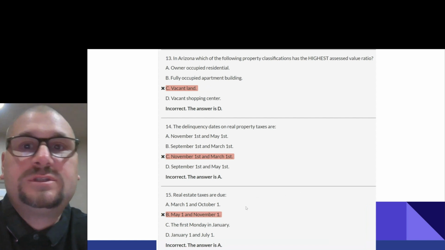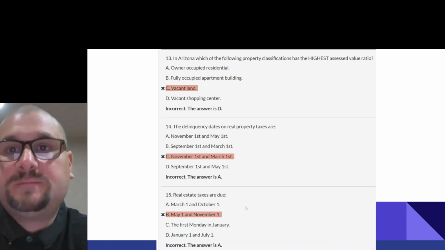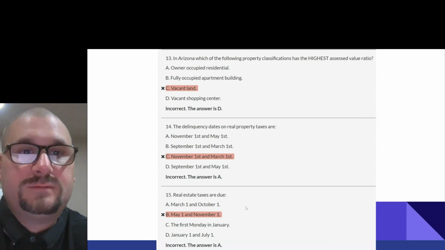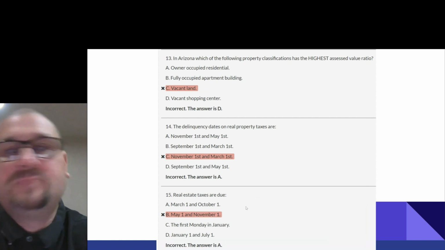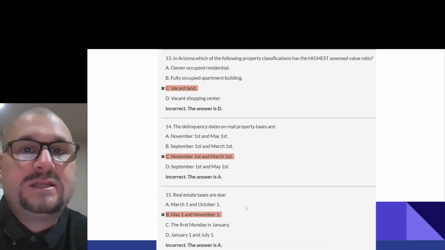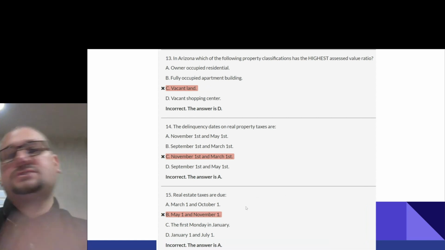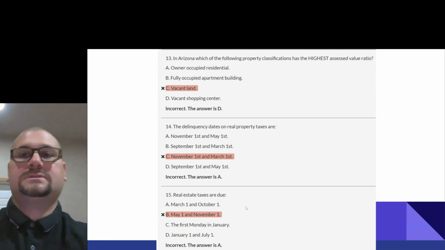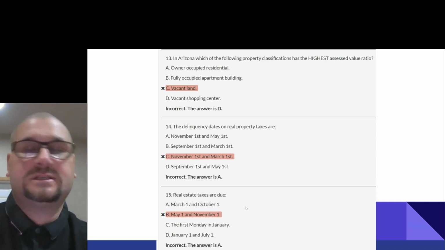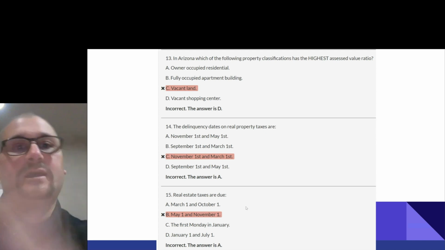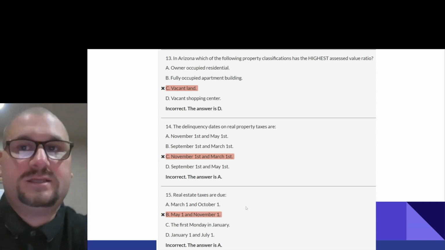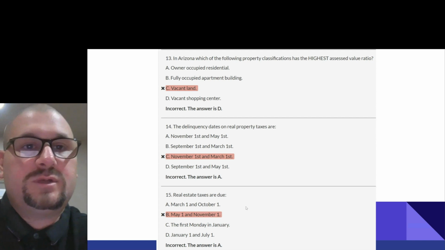In Arizona, which of the following property classifications has the highest assessed value ratio? It's going to be D, vacant shopping center. Why? Because it's a commercial property. So residential is going to have the lowest assessed value ratio, and commercial property is going to have the highest assessed value ratio.